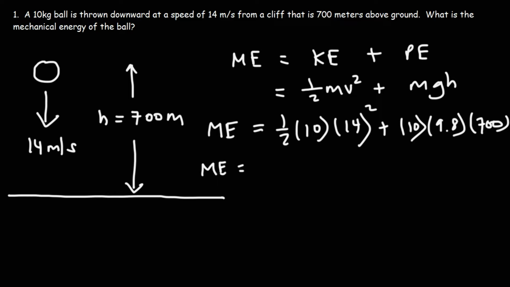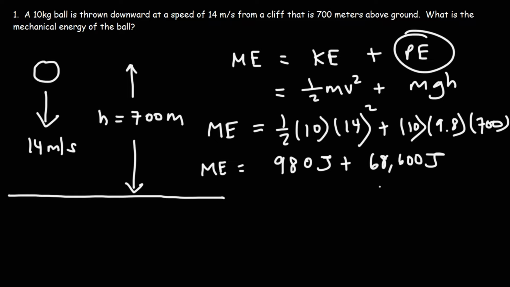So first, let's calculate the kinetic energy. 14 squared is 196, times 10, which is 1960, times 1/2. So we have 980 joules of kinetic energy. And then 10 times 9.8 times 700 is 68,600 joules of potential energy. The majority of the mechanical energy of this object comes from its potential energy, as we could see here.